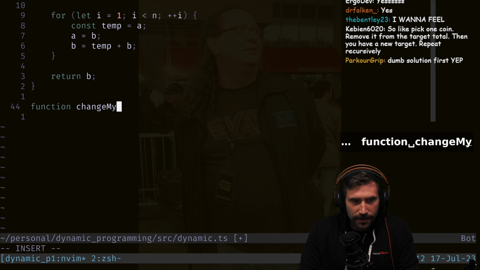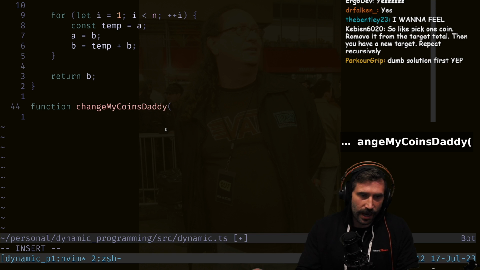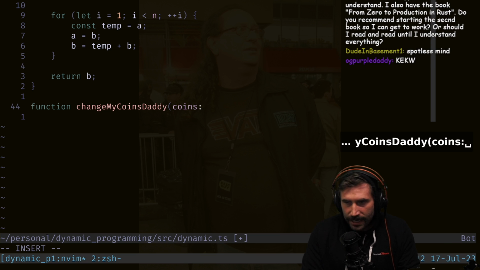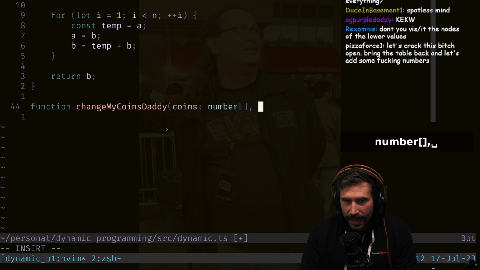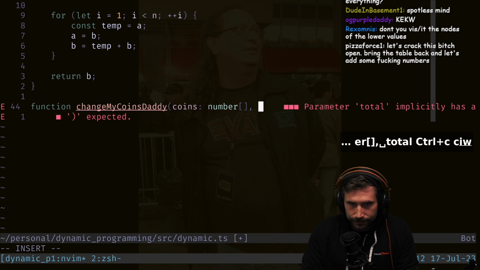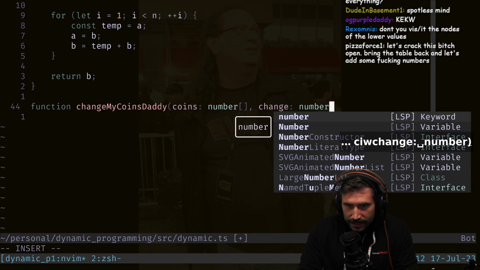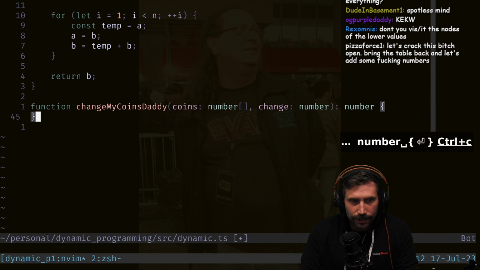And let's go like this. Function, change my coins, daddy. All right. And this obviously is going to take in denominations or coins, and this is going to be a number array. And then we're going to have total change, the amount we need to make change with, right? And we need to return a number.